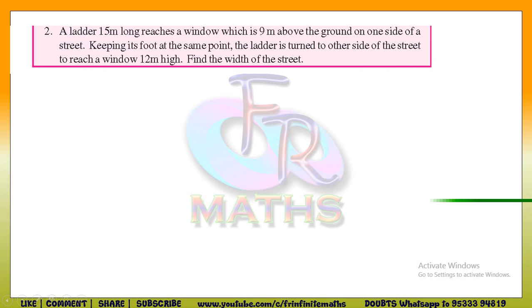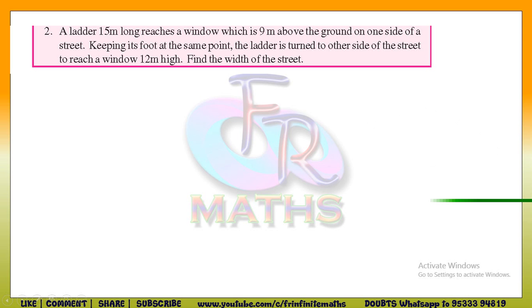A ladder 15 meters long reaches a window which is 9 meters above on one side of the street. So already we have done this type of problem, right? A ladder is 15 meters long, so you need to consider a right angle triangle, which is 9 meters above. Keeping its foot at the same point, the ladder is turned on the other side. So this is not the figure, there will be a small change in the figure, right?